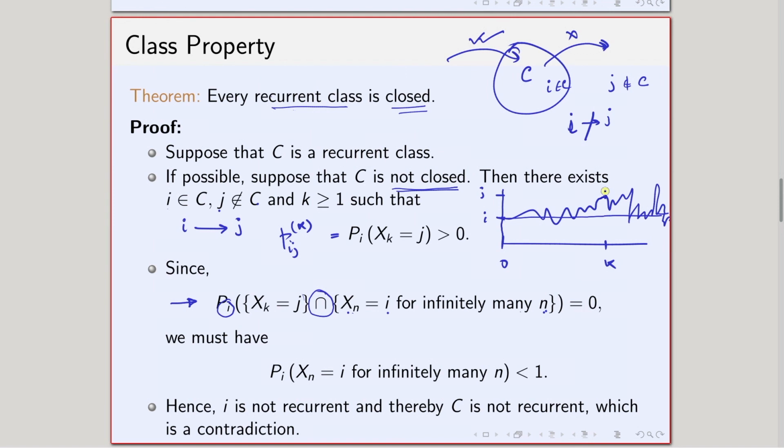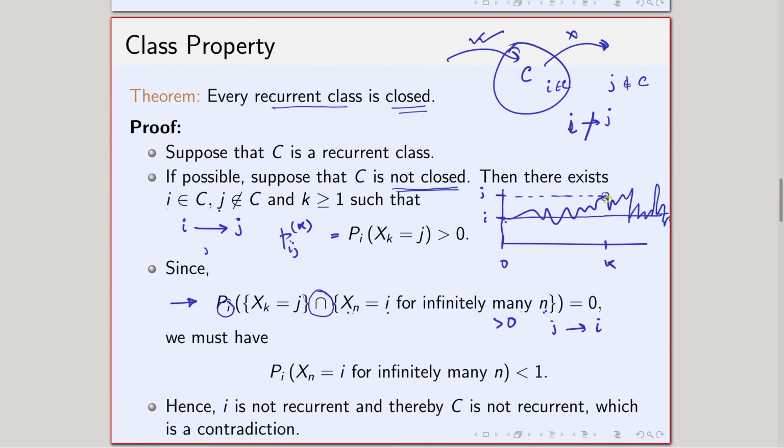Now what does this mean? Notice that this is j. This means that from j I can actually go to I. There is a positive probability that from j I can come back to I. If this probability is greater than 0, that basically means from j I can go to I. Because at the k-th step, starting from I, I am in j, and if X_n equals I for infinitely many times, I have to come back from j to I. There is no other possibility.